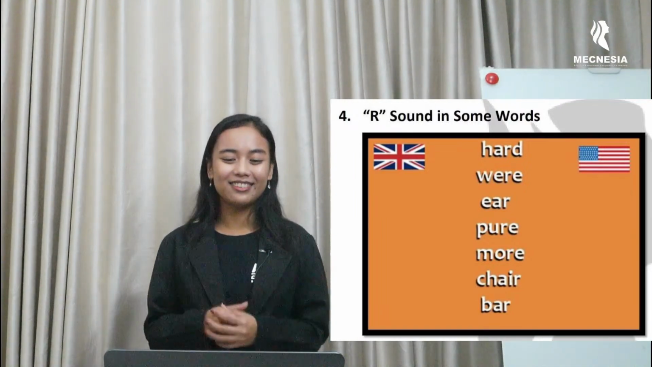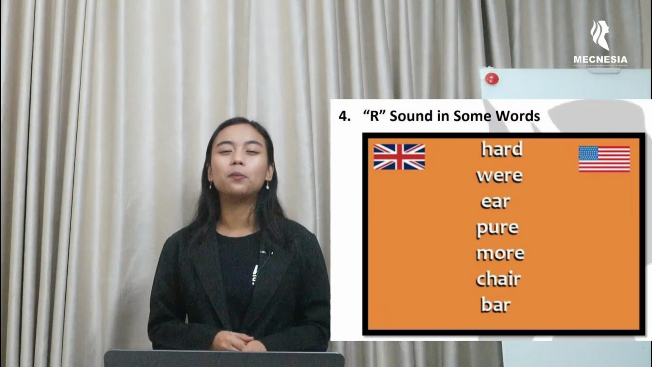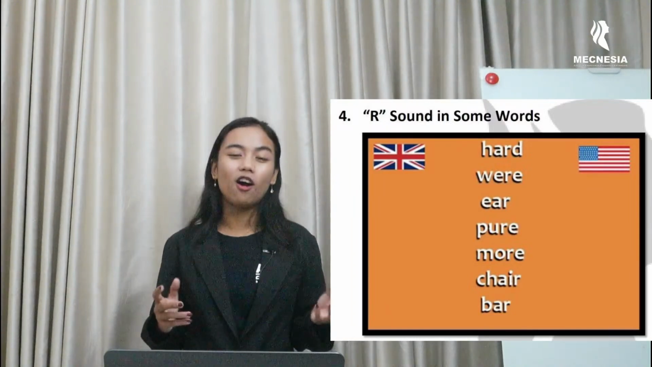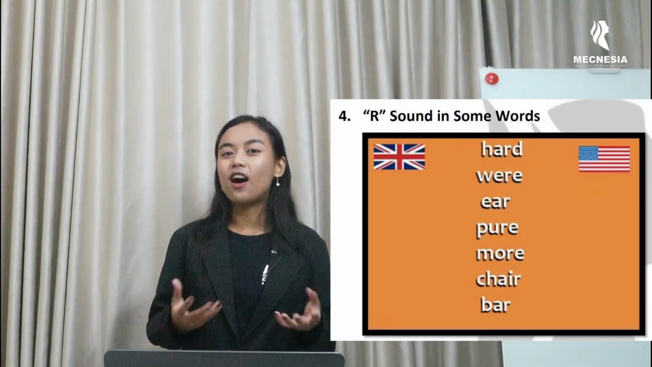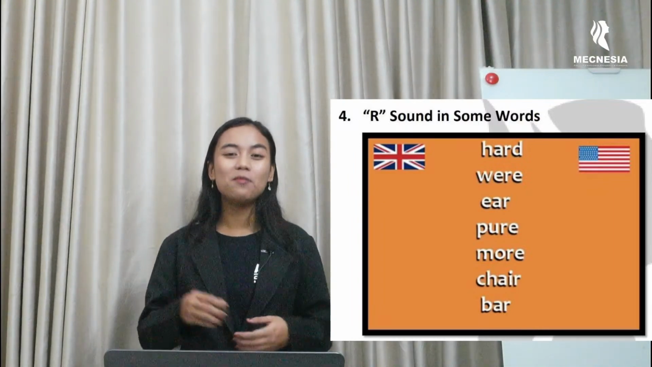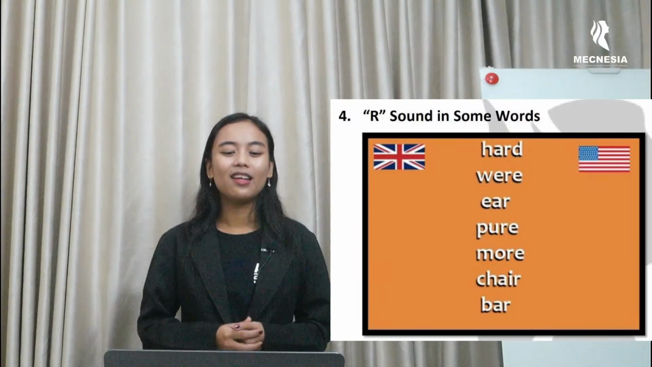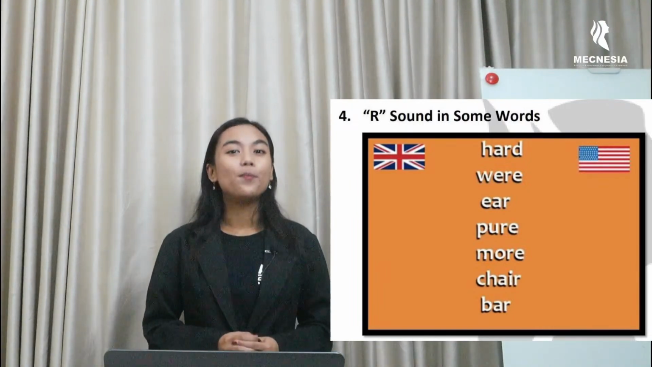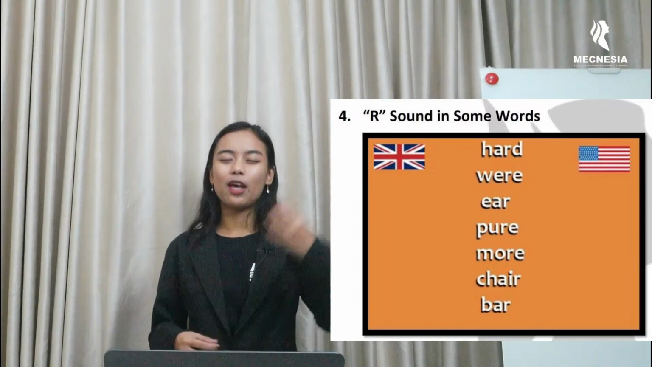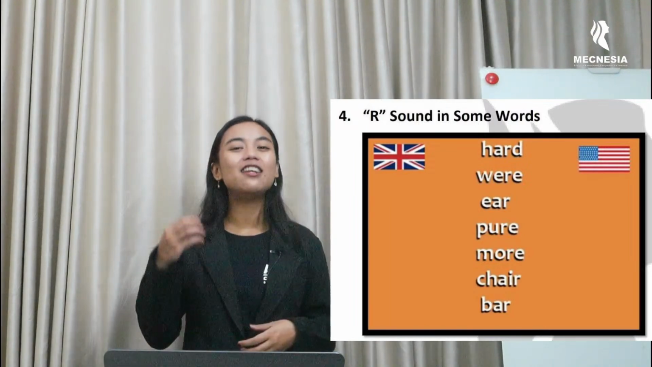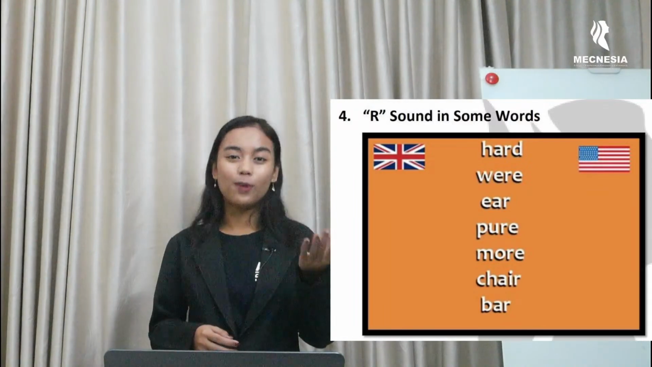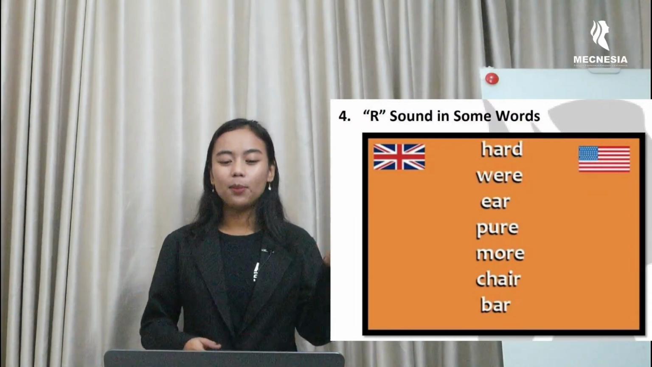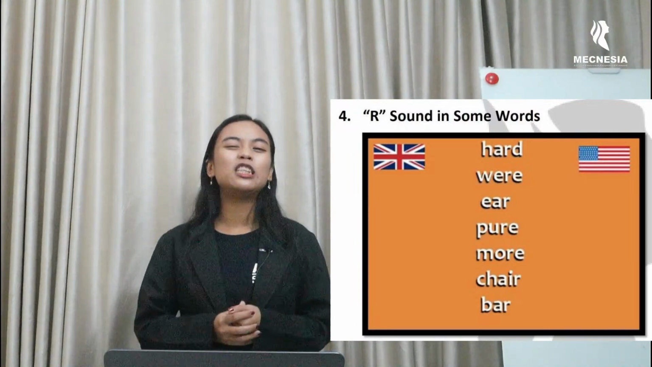The next word, we have the word bar. So, in British accent, we say it bar. One more time. In American accent, we say it bar. So we have bar and bar. Okay, bar or bar, it means batang.